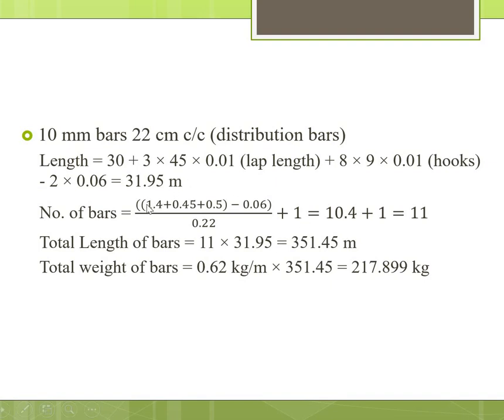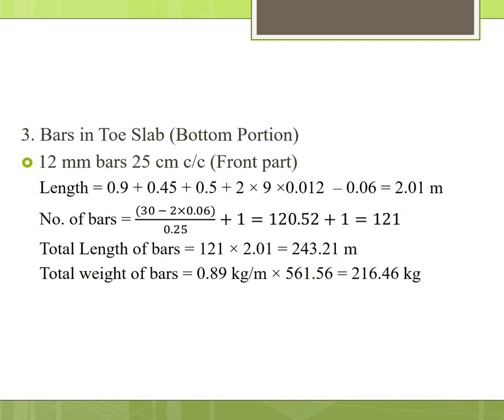Now you have to go on to find the number of bars. The length which we calculated is 1.4 plus 0.45 plus 0.5 minus the cover. We don't add the hooks or any length for finding the number of bars. Divided by the center to center spacing, which was 0.2, you add 1 to it and you will find the number of bars. So the total number of bars is 11 into the length, and you can find the total weight of bars from the weight per unit length given.